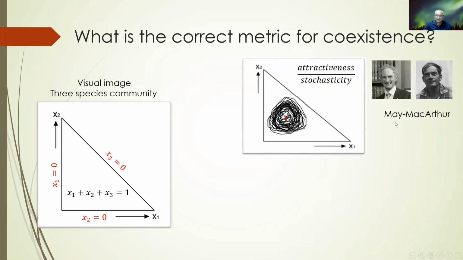In the mid-70s, May and MacArthur suggested one approach. They had in mind some kind of attractive coexistence state, and they thought about stochasticity as disturbances or perturbations that kick the system out of this coexistence state, but then after the kick, the system bounces back to the coexistence state because of its attractiveness. So the metric they suggested for stability is the attractiveness, which they measure by the Lyapunov exponent of the attractor divided by the strength of stochasticity.